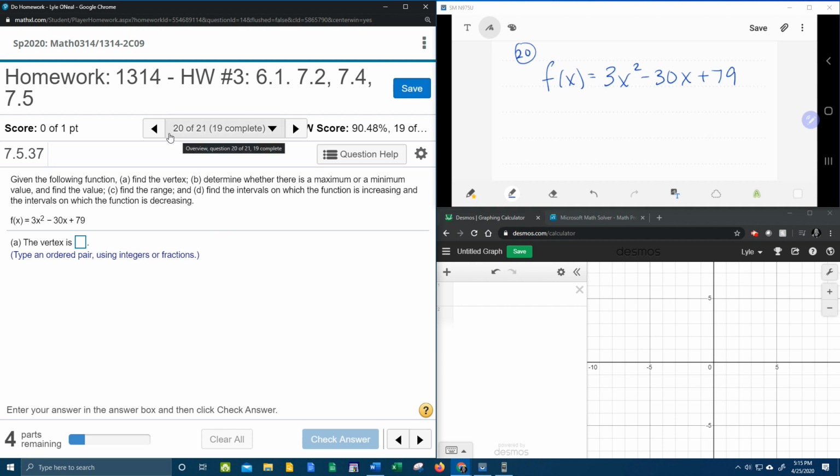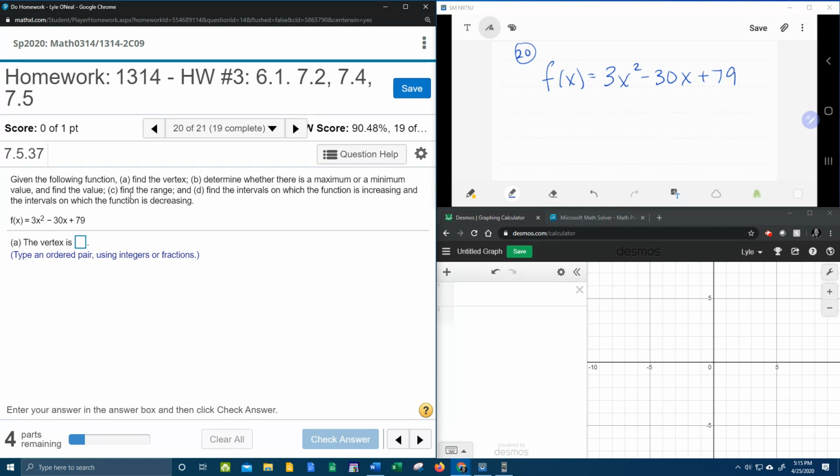Number 20 of our college algebra, homework number 3 in MyLab Math. It says, given the following function, find the vertex, determine whether there's a max or a min, and find the value, find the range, find the intervals on which the function is increasing and decreasing.